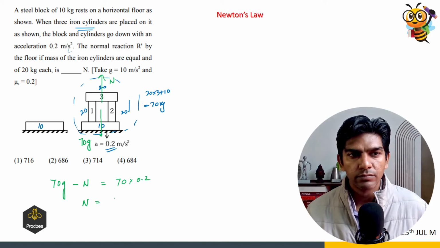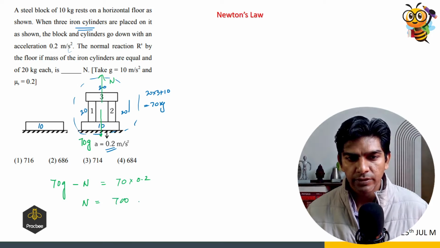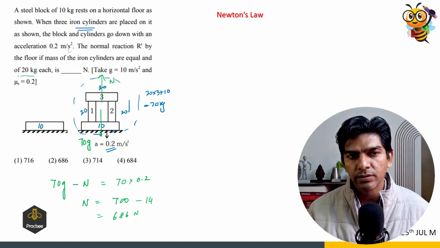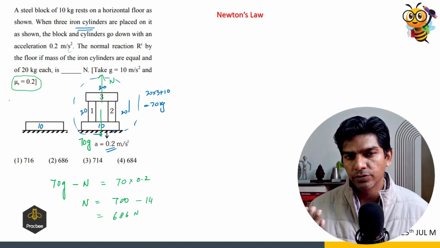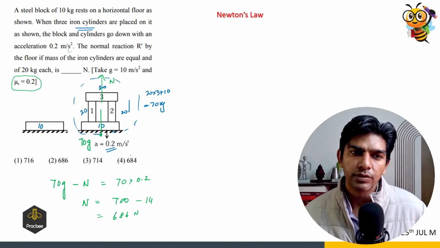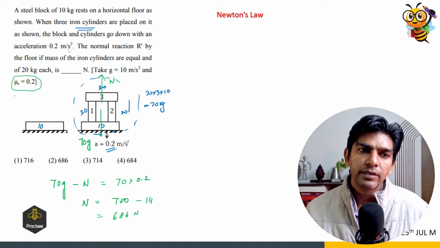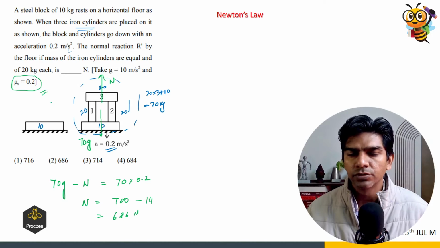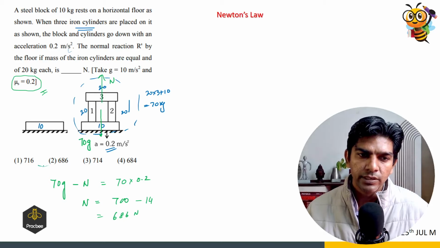Now from this we can find the value of N. I'm taking g as 10, so it will be 700 minus 14. So this comes out to be 686 Newton. There is no need to use the friction, because there is no relative slipping between the blocks. So we can just ignore the coefficient of friction which is given in the question. So the answer will be option 2.